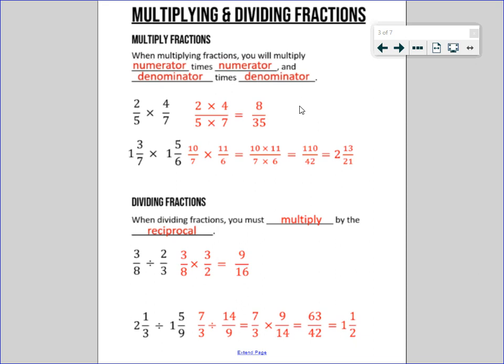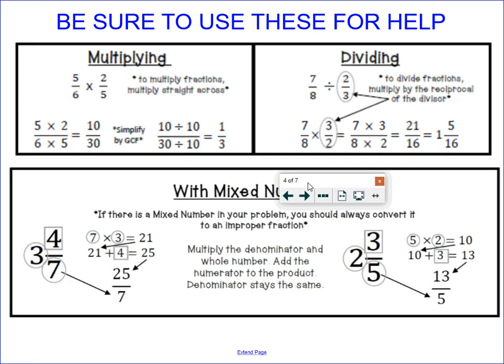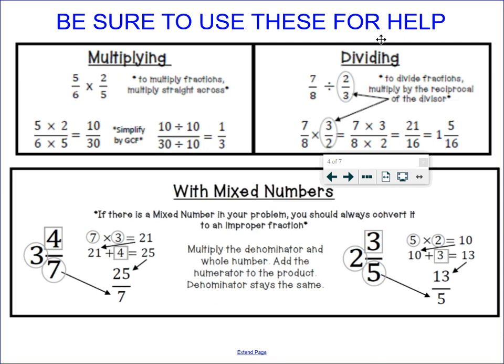So that's just kind of a recap of what you learned last week. Make sure while you're practicing that you use these as help. So remember, to multiply fractions, you multiply straight across, and then simplify by the greatest common factor. When you're dividing fractions, you multiply by the reciprocal of the divisor. So you're going to flip it.